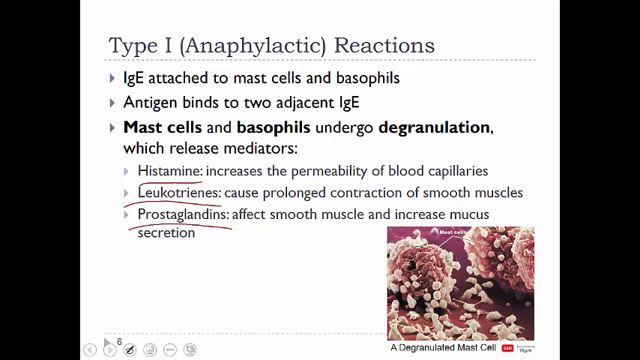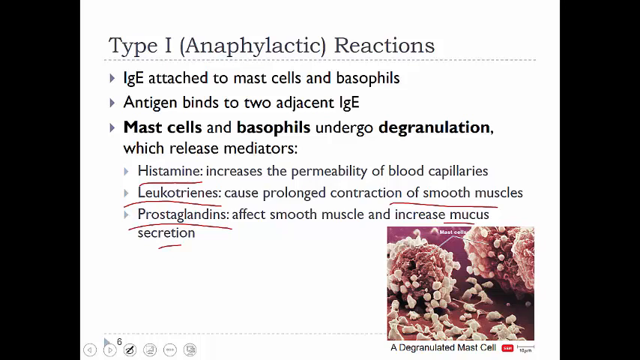Each of these is going to cause processes that are going to cause the symptoms that we see. Histamine is going to increase the permeability of the blood capillaries. We get contraction of smooth muscles. We get an increase in mucus secretion. So all of those are going to be reactions to this process.